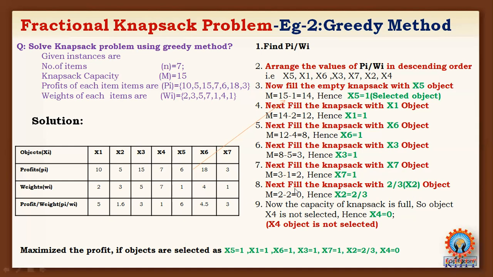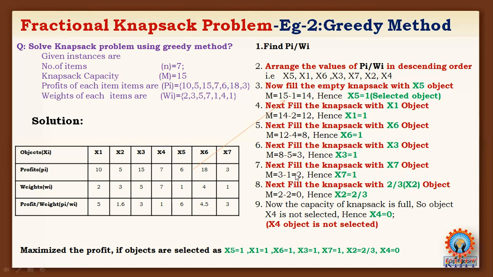And next we can try to place the x2 item. If I place the x2 item, there is a constraint. I cannot place the complete x2 item. Why? Because the updated capacity of the knapsack is 2 only. If I try to place the complete x2 item, the weight is 3, but the available weight is 2 only.